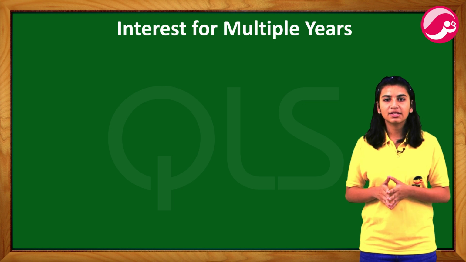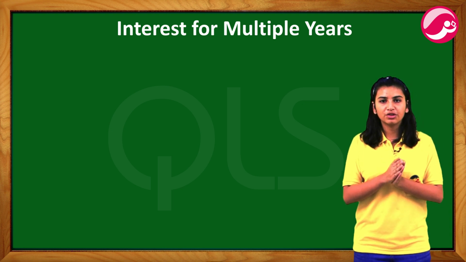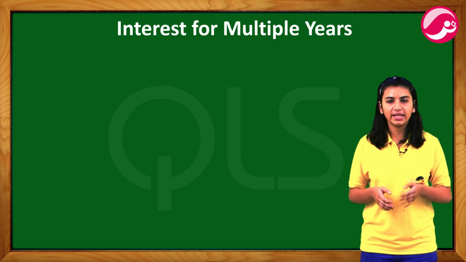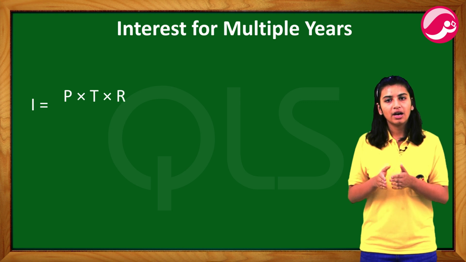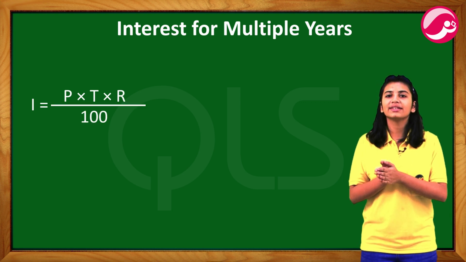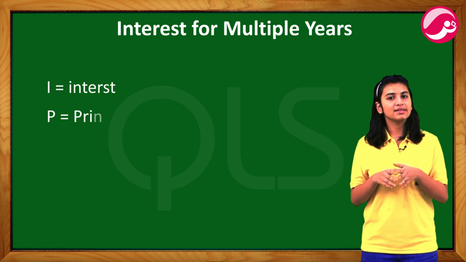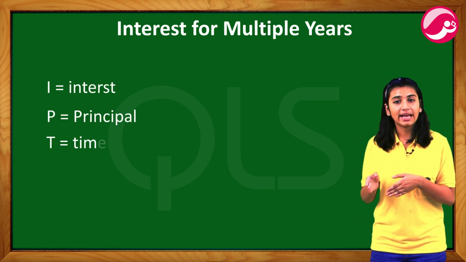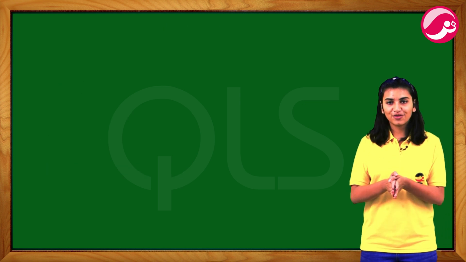Now, just as in the case of prices related to items, if you are given any two of the three quantities in the relation I is equal to P into T into R upon 100, you could find the remaining quantities. Now, I is the interest, P is the principal, T is the time period, R is the rate per annum. This was the end of this chapter.